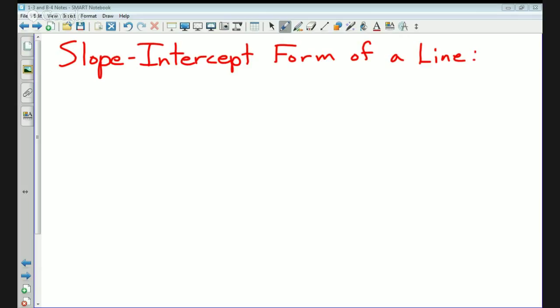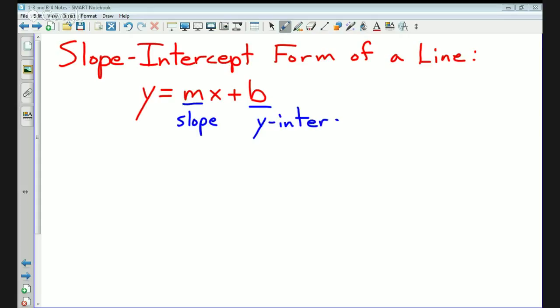Now, the slope-intercept form is y equals mx plus b. Well, what's the m? The m, that's slope. Remember I said m is the letter they use for slope, and here it is. So they use the slope there, multiplied by some x value, and then they add to it this b. And the b is what they call the y-intercept. It's where it crosses the y-axis.